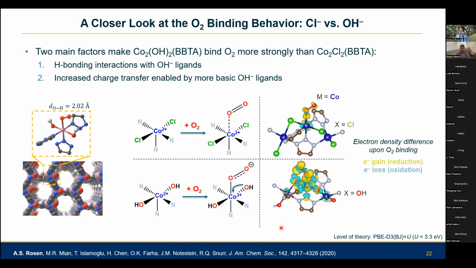And if we take a look at the electron density difference map upon oxygen binding, anything in yellow is indicative of reduction, anything in blue indicative of oxidation. And you can see here that for the cobalt chloride framework, there's slight reduction on the oxygen, but it's all relative and it's pretty much just physisorption. Whereas for the cobalt hydroxide framework, you have substantial reduction on the oxygen, substantial oxidation on the metal center, and those peripheral ligands are also playing an important charge transfer role as well.